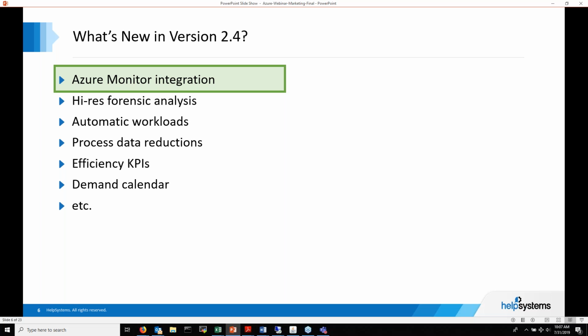If you have more questions about any of these additional features, we'd be happy to talk to you about that. Just contact us. But today we're going to be focusing on Azure Monitor integration and going into some more detail about that.